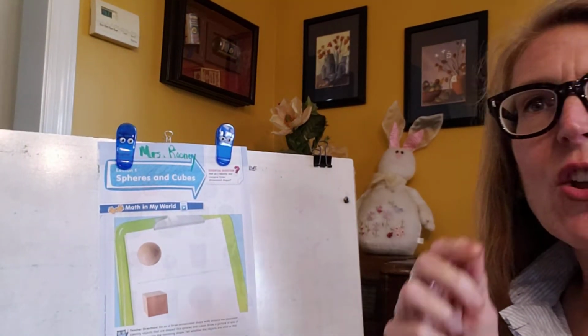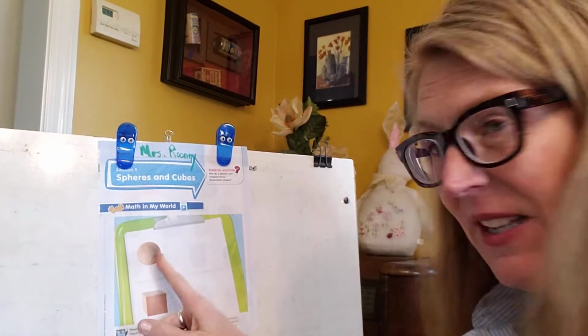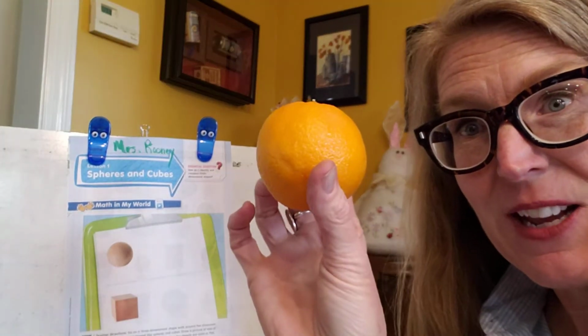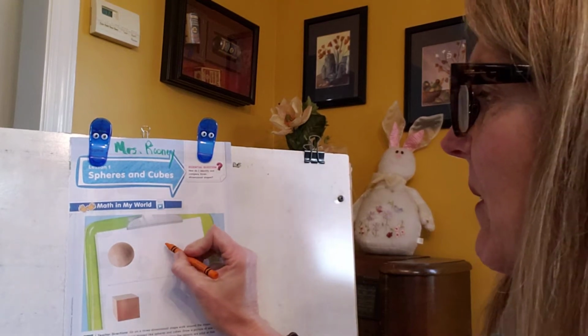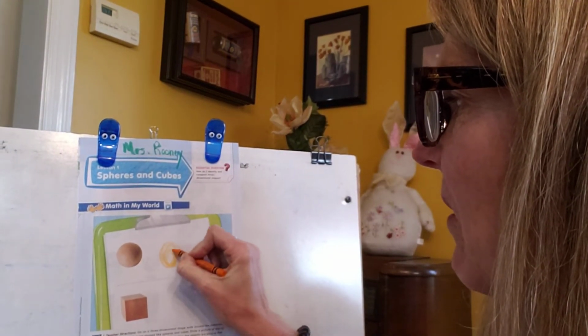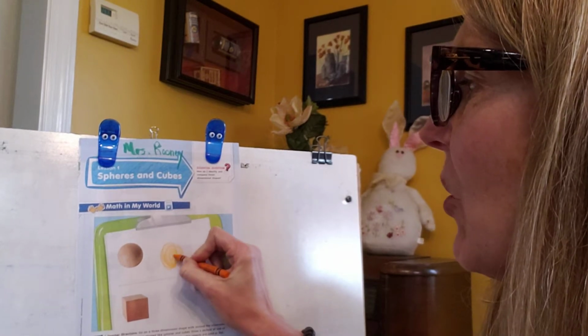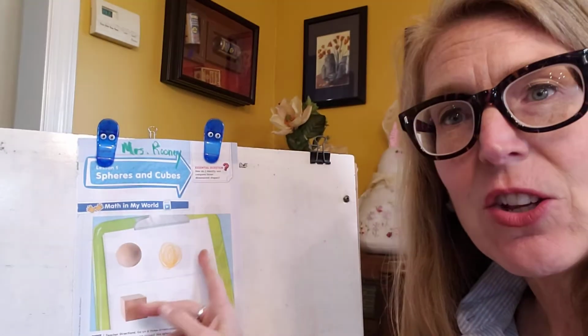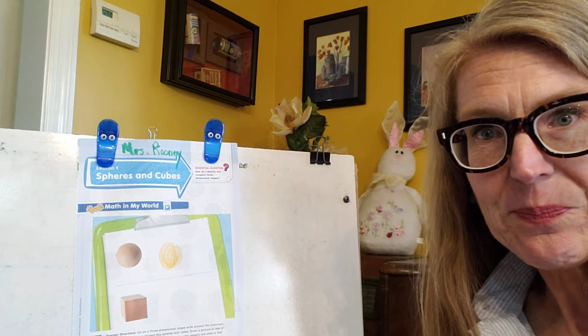All right, so I found my sphere. Remember what I said my sphere was? My sphere was my orange, right? So I'm going to take my orange crayon and draw my orange because that was my sphere. I would like you, with your crayons, to draw the sphere you found.